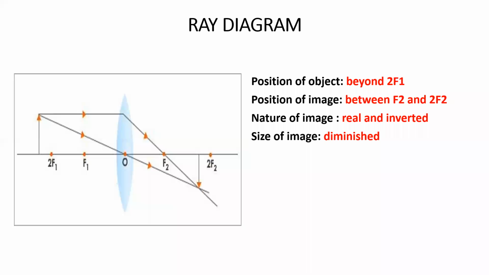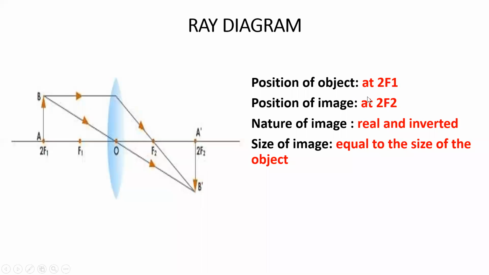Second was, now the object is coming closer. So the second position of the object was beyond 2f1, and when the object is beyond 2f1, the image is formed between f2 and 2f2. So two special rays we have taken here. The image is formed between f2 and 2f2, and the nature of the image will be real and inverted, and it will be diminished. Diminished means the size of the image will be smaller than the object. Whatever image is formed here will be smaller than the object, that is why diminished is written here.